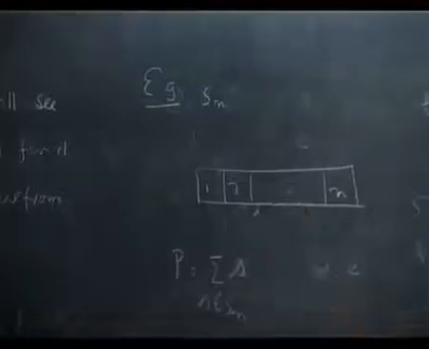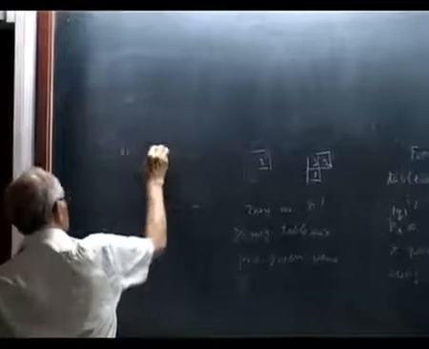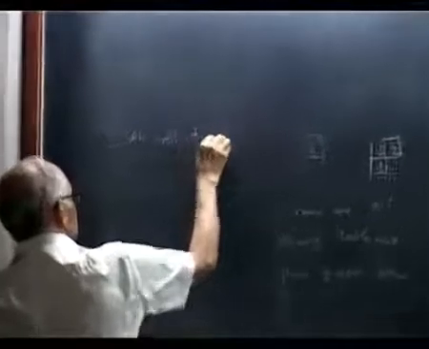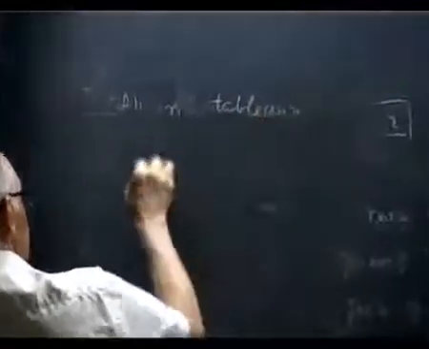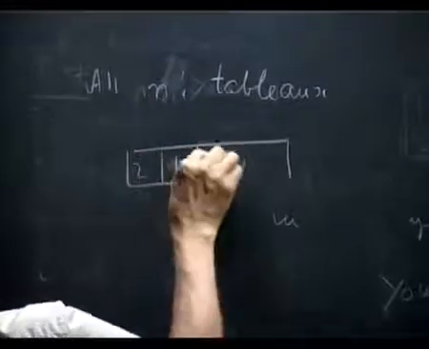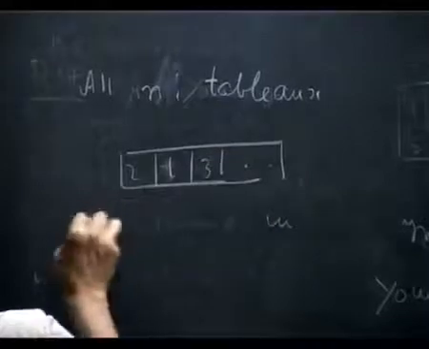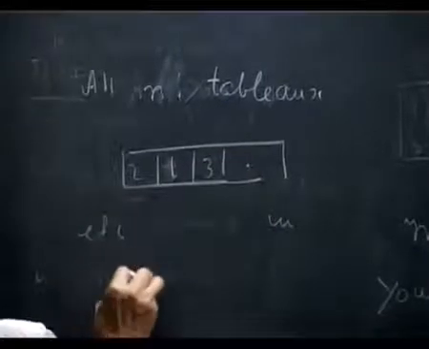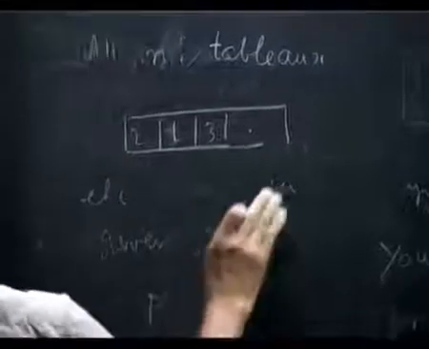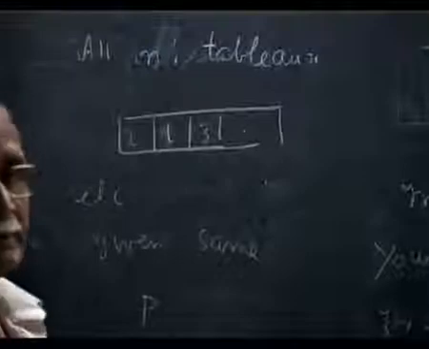And clearly all the n factorial tableaux here give the same representation, right? Because I can write these entries in different ways, for example, something like 2 1 3, etc. They give the same P. Even P doesn't change.